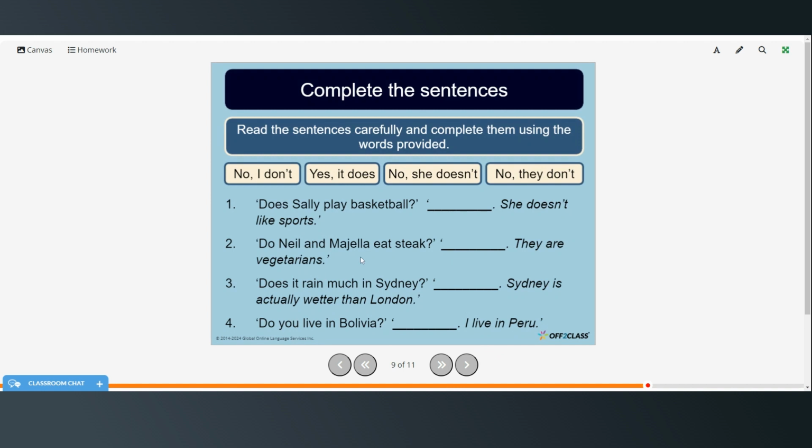All right, so now read the sentences carefully and complete them using the words provided. So take a few moments, pause the video, try that on your own, and then restart when you're ready to see the answers.